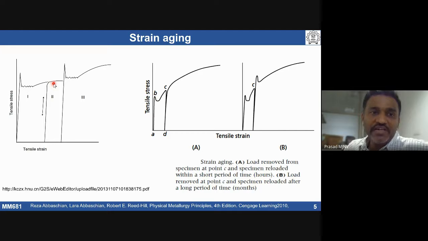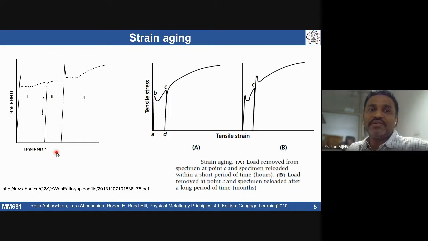If you reload it again, the dislocations are already unpinned, so we don't see dislocations starting to move on their own. A lot of dislocations have already been generated, which leads directly to continuous plastic deformation. If I unload it and hold it for some time, what happens? These are carbon and nitrogen solute atoms, which can diffuse easily even at room temperature. The diffusion can take place very easily even at low temperatures. So we are allowing solutes to interact with dislocations again.